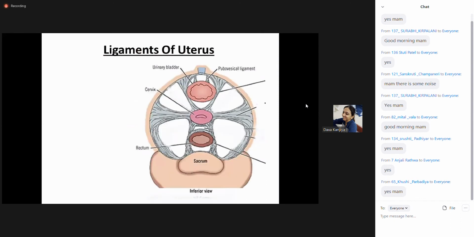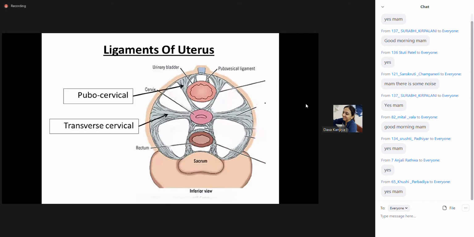Other true ligaments of the uterus: here in this transverse section you can see certain ligaments extending horizontally, certain extending in front anteriorly, and certain backward from the cervix of the uterus. So which are these ligaments? These are the paired transverse cervical ligament, paired pubocervical ligament, and uterosacral ligament. Now let us see them one by one.